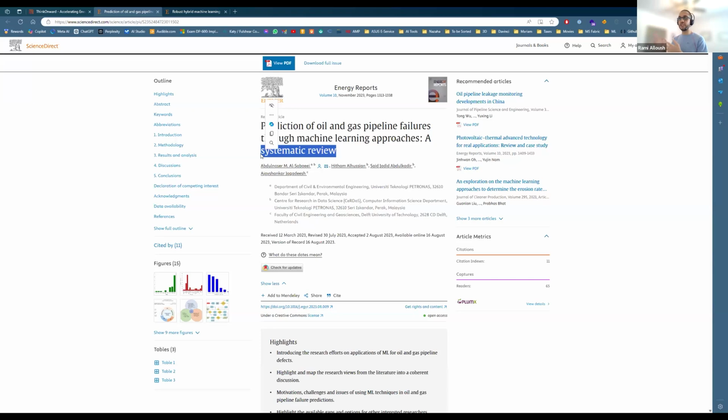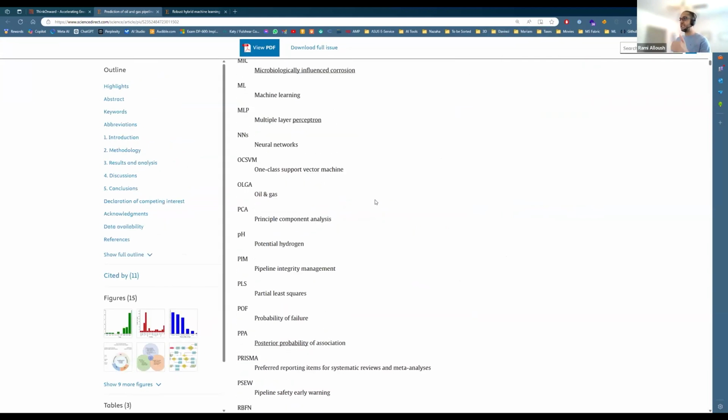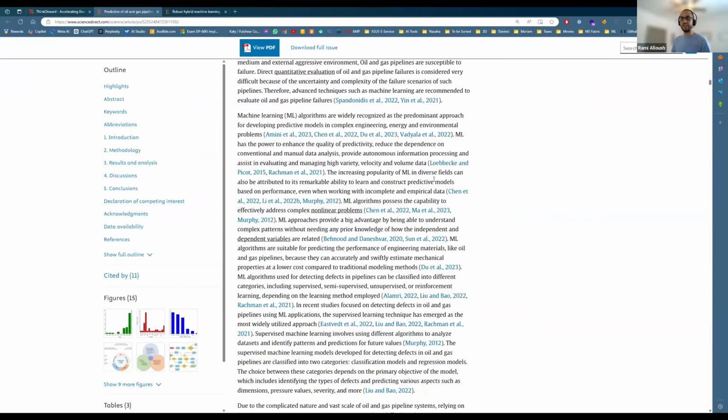It's a summary of what everybody has done up to when? Up to July 2023. So up to last year, right? Up to last year, what has everybody done in pipeline failure prediction through machine learning, right? Fantastic. So this is very, very useful for you. Again, let me zoom a little bit. And again, very in-depth, like you can see my scroll bar here, very in-depth.